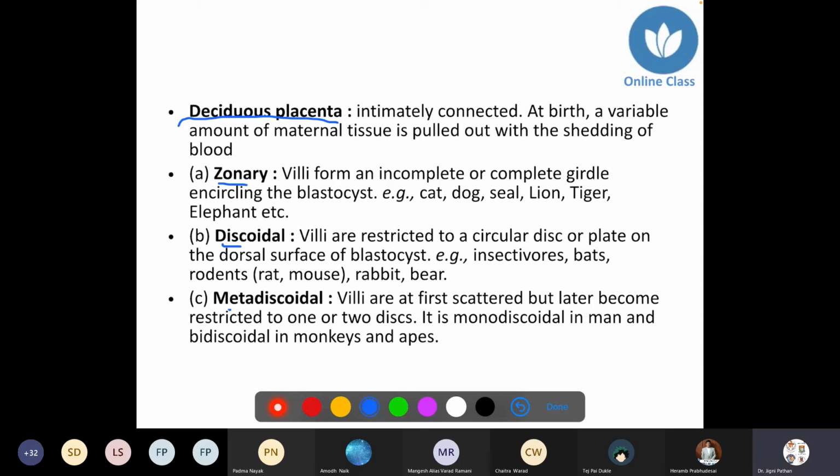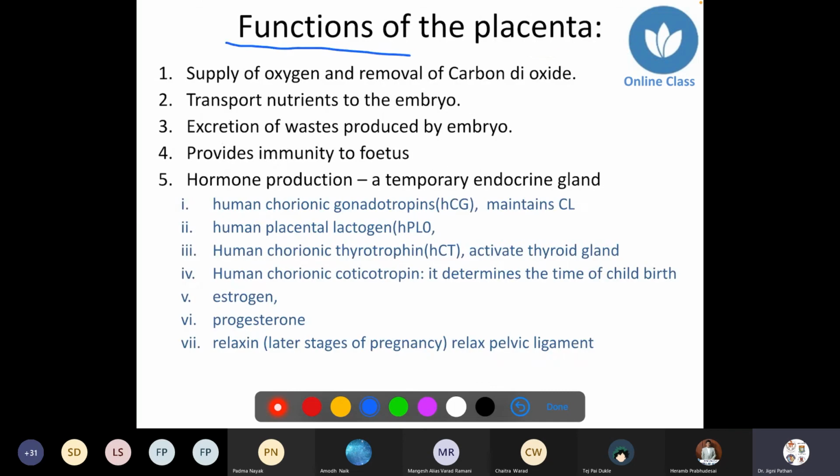This is all you have written. The rest, you just have to write: deciduous placenta, non-deciduous placenta, and which types come under each. Okay. Now, what are the functions of the placenta? Important to note. Very important part.